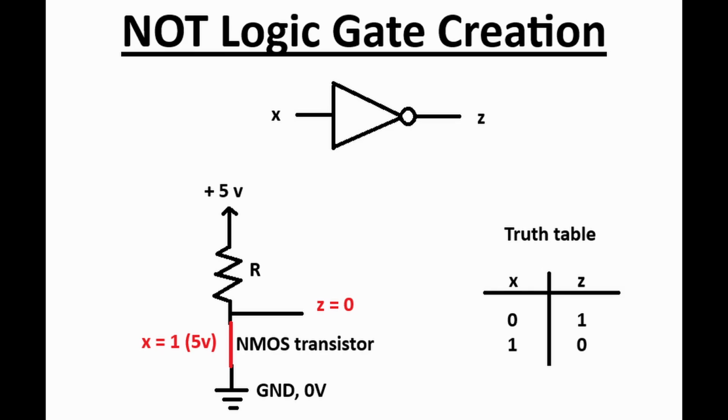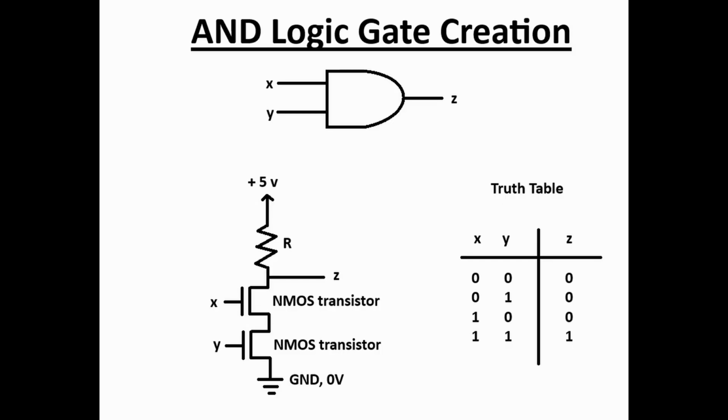Conversely, when the input is 1, or 5 volts, the switch is closed. This creates a connection to ground, which pulls the output voltage to the ground voltage, which is 0. Thus, an input of 1 makes an output of 0. This is exactly the desired behavior of a NOT gate.